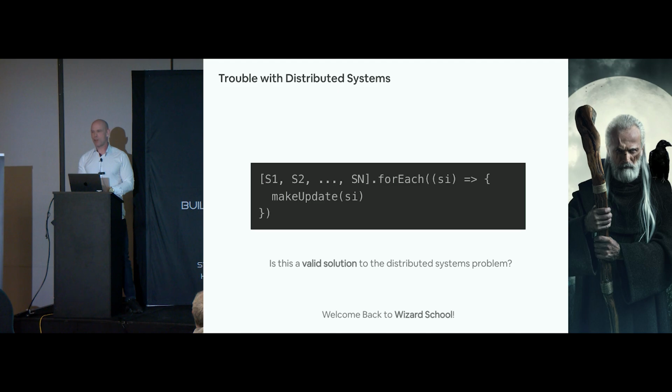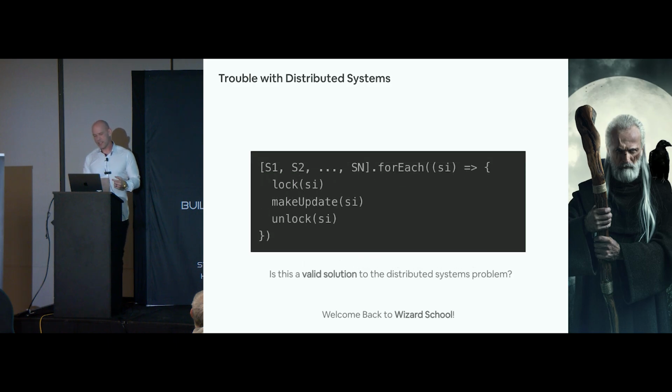All right, back to wizard school. You ready for this? You aced the last one, so I have confidence in you. Let's say we want to update state on n different nodes. And our first idea is, let's just make a for loop. We're going to run through and we're going to update state on every individual node. Is this a valid solution to the distributed systems problem? No, not even close, right? We are so far away from that. It fails both atomicity and consistency.